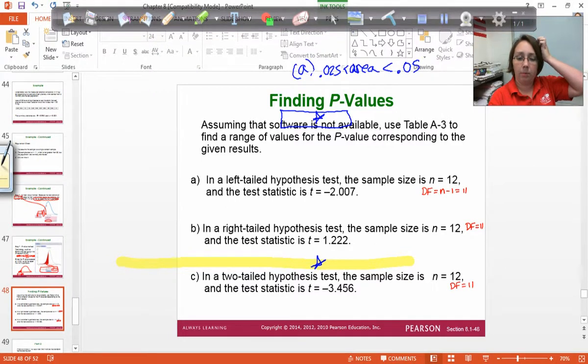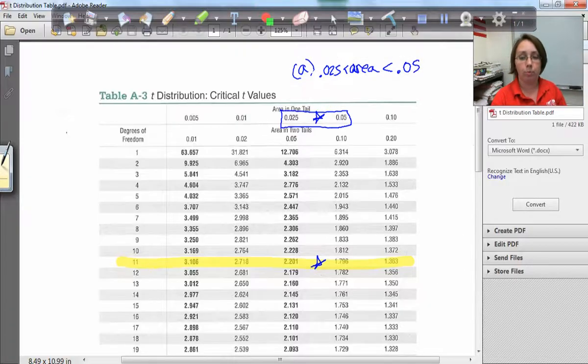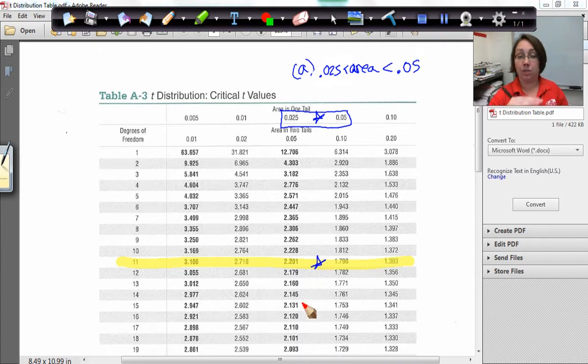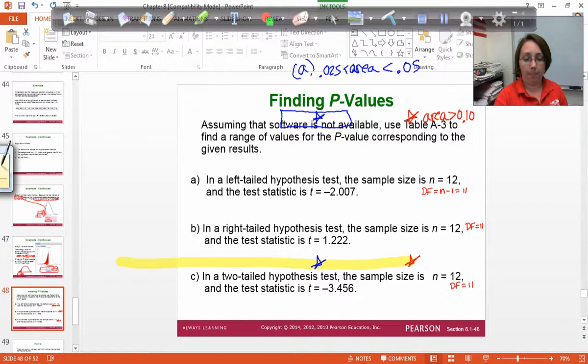For part B, we have a right-tailed test, and our test statistic is 1.222. So let me get a different color here. 1.22. We're still in the same row because it's the same degree of freedom. But 1.222 is actually smaller than all of these. We're still in a one-tailed test, so our area is actually going to be bigger than this biggest area here. Okay? One more. C. Two-tailed test this time.